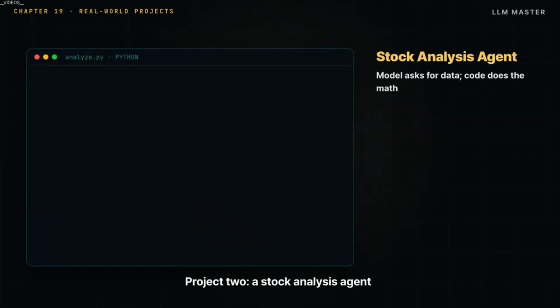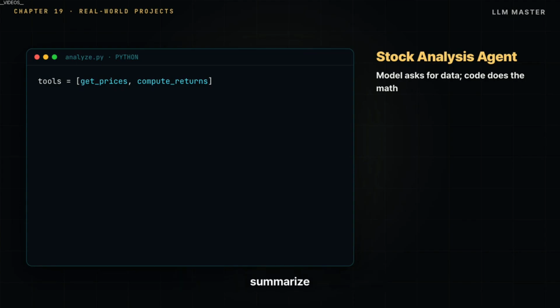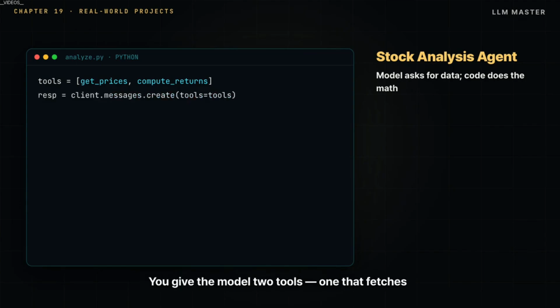Project 2, a stock analysis agent. And this one is all about tool use plus structured output. The flow is fetch, compute, summarize. You give the model 2 tools, one that fetches raw prices, one that computes returns and volatility, and you let it decide when to call them.